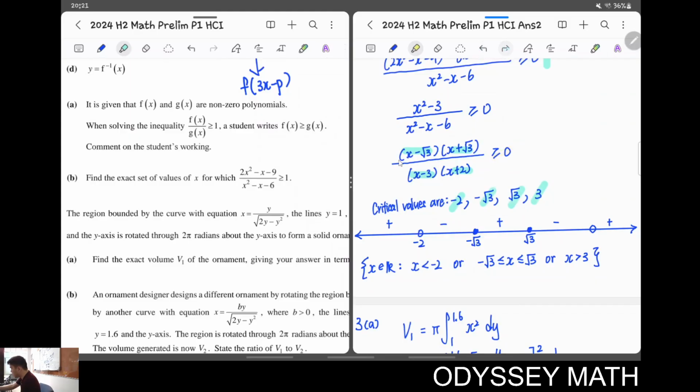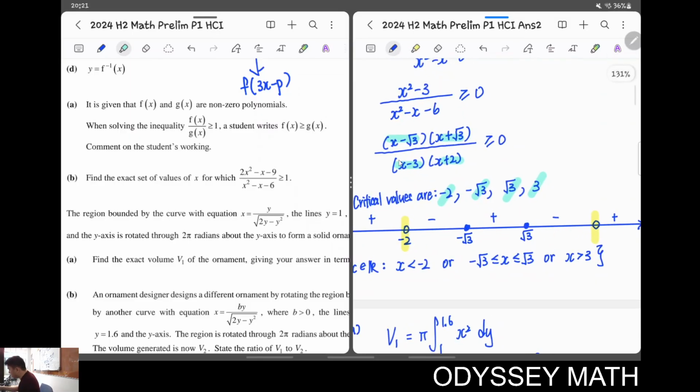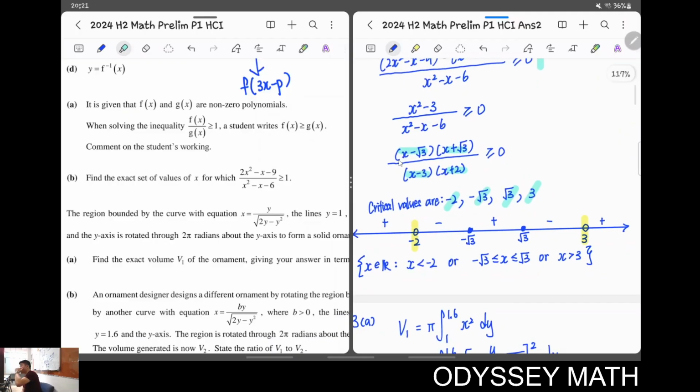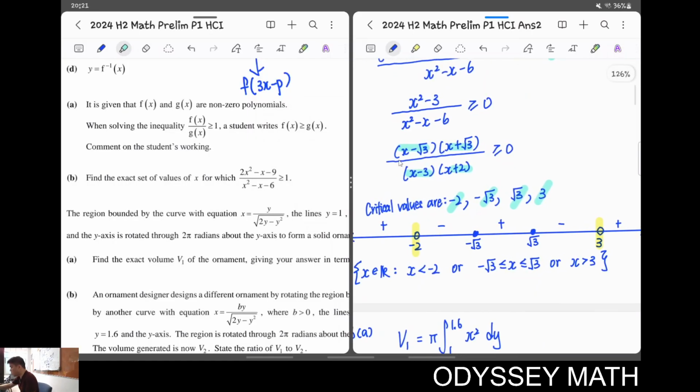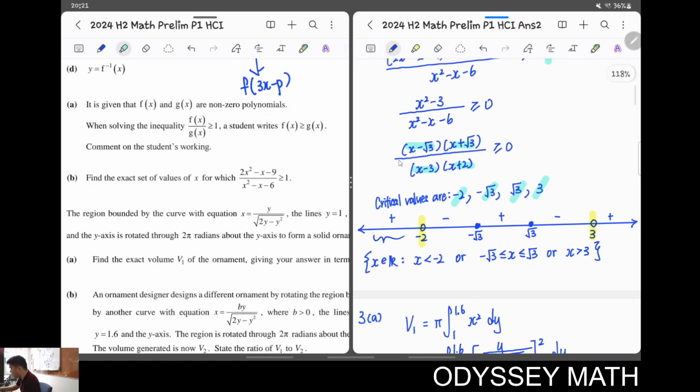So you put a circle, you do not shade it, so that you make sure there is no division by 0. You understand? And then you test the value in between here, here, here, and here. You put it in here, you check the sign. And then you can label the plus minus.